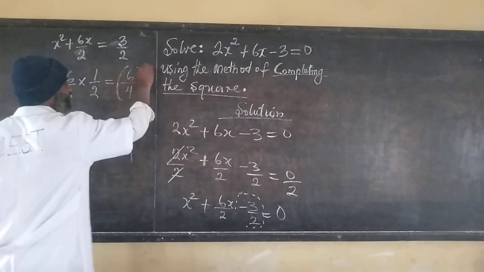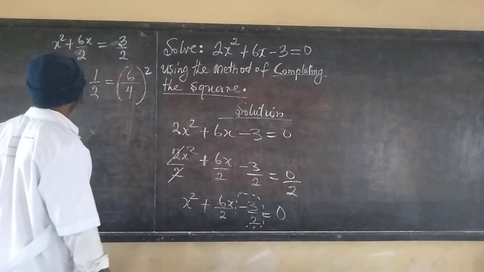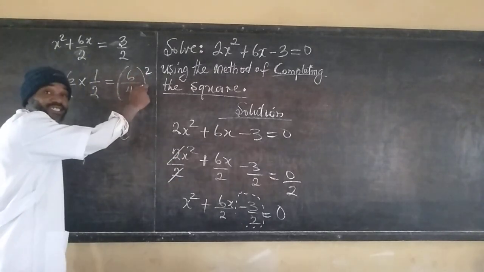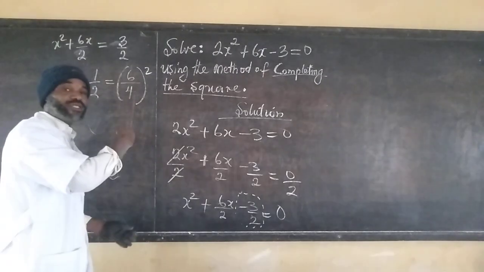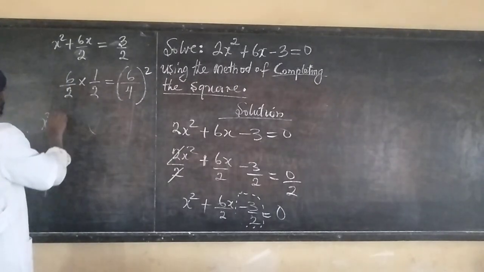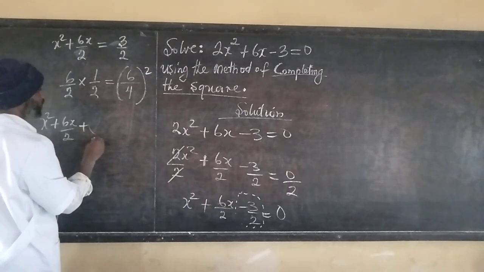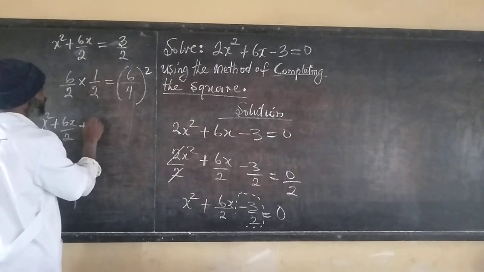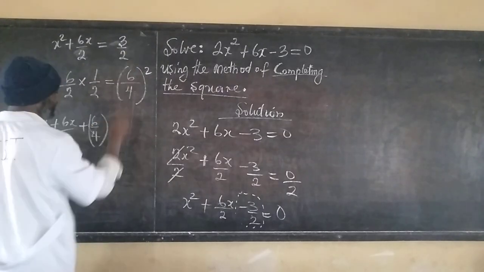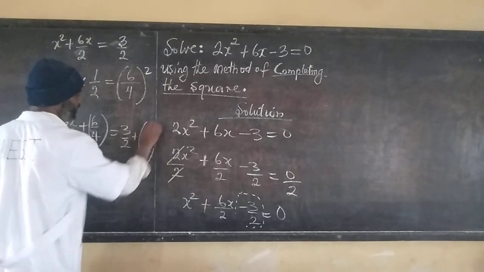Then we should square it, and after squaring it, add it to both sides. We found the half, we squared it, and one thing remaining now is to add it to both the left hand side and the right hand side. So we go x squared plus 6x over 2, plus 6 over 4 squared, is equal to 3 over 2 plus bracket open 6 over 4 squared.